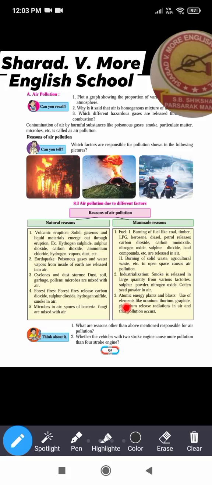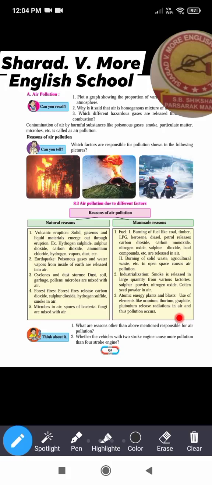Now, third one, atomic energy plant and blast. What happens when there is a blast in an atomic power plant? That blast causes the emission of gases which pollute the water and the air, and that pollutant remains for a very long period in nature, and this generally affects our genetic materials. Use of elements like uranium, thorium, graphite, plutonium releases radiation in air, and these pollutions occur.